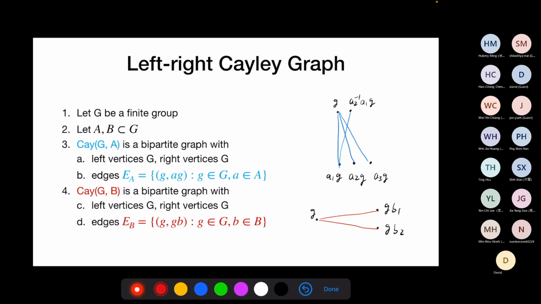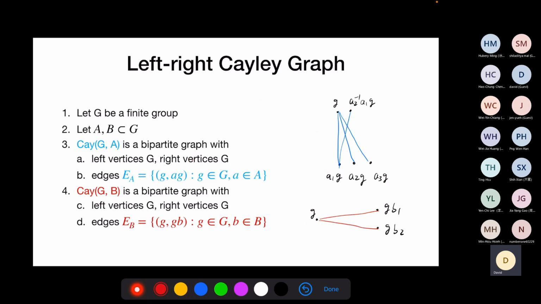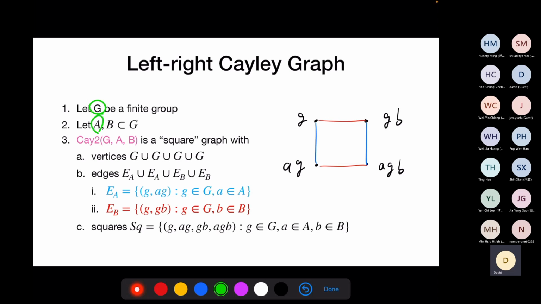In fact, I showed this inside. I draw GA vertically and then GB horizontally. And it turns out we can actually piece these two things together, and so we can define something that looks like a 2D object. Again, we pick a group, and then we pick two sets of generators inside G. And now we'll define a left-right Cayley graph.